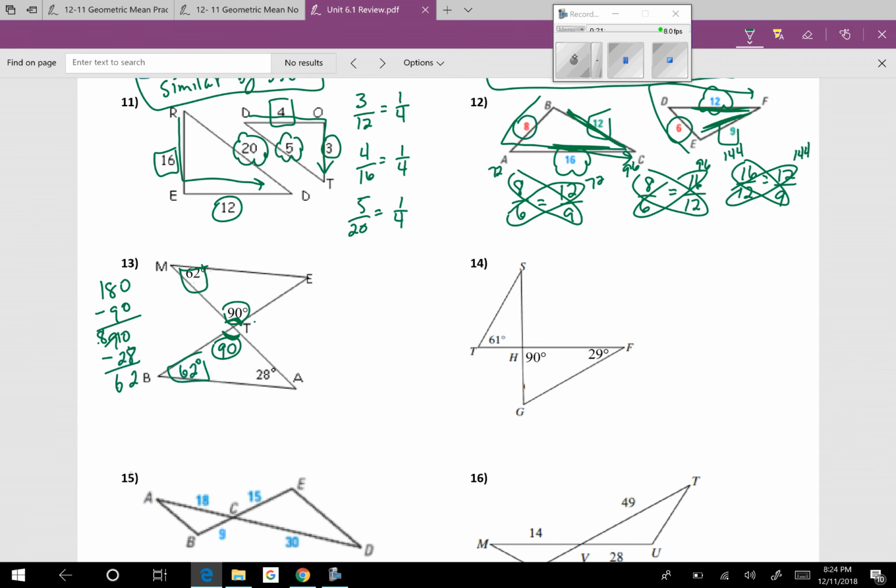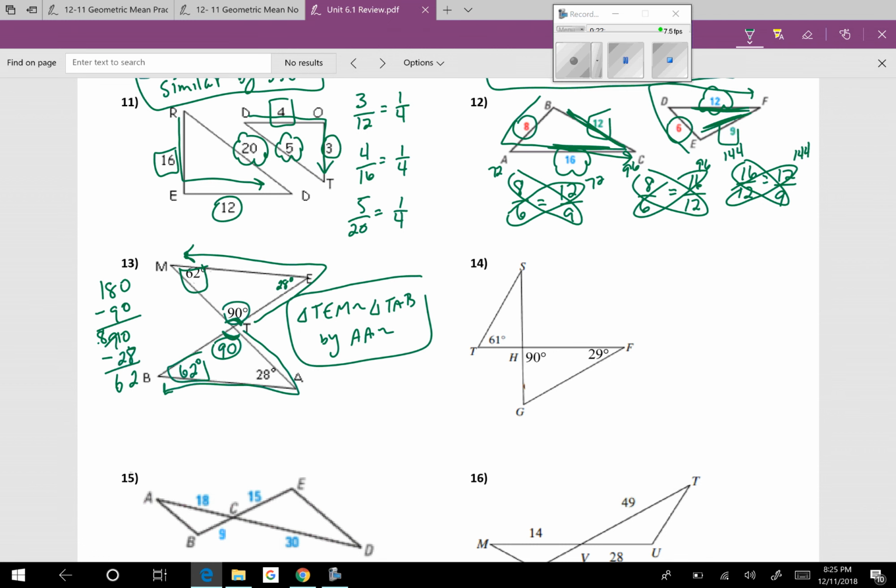So let's do TEM. Okay, so that's 90, and then this one over here has to be 28 because that's the only option. So we did 90 to the 28 to the 62. So here we go, TAB. So triangle TEM is similar to triangle TAB by angle, angle similarity.